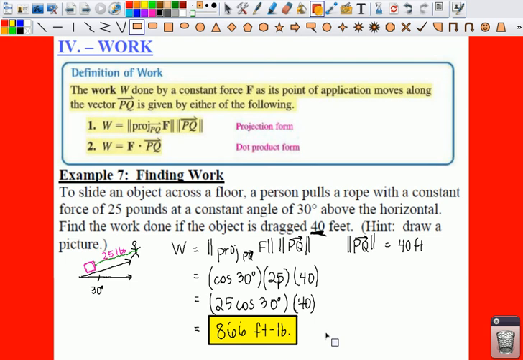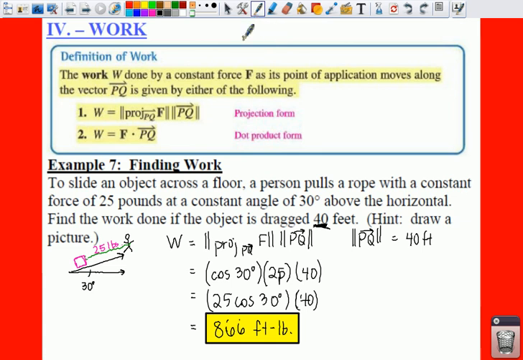So there you go. I hope you enjoyed lesson 6.4. Before we get to the word problems, keep in mind, try to draw a picture, and then try to figure out what vector you are trying to find.